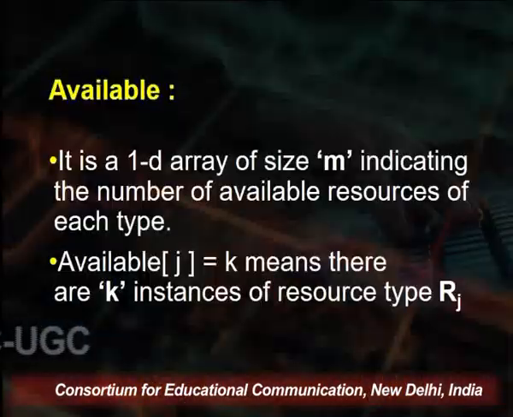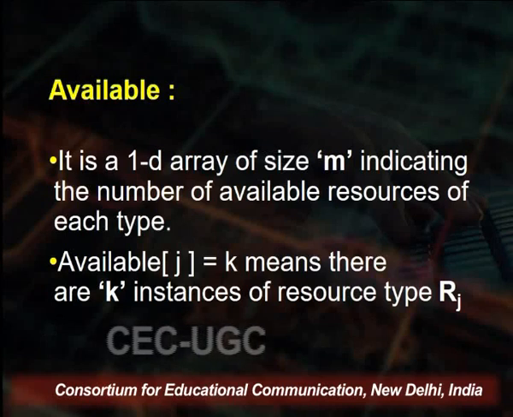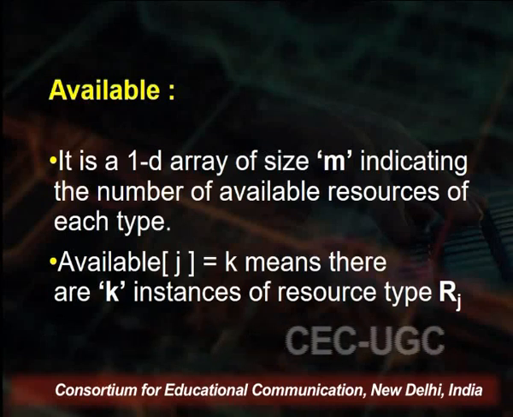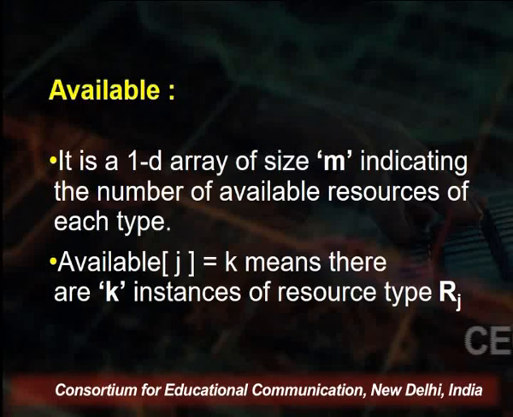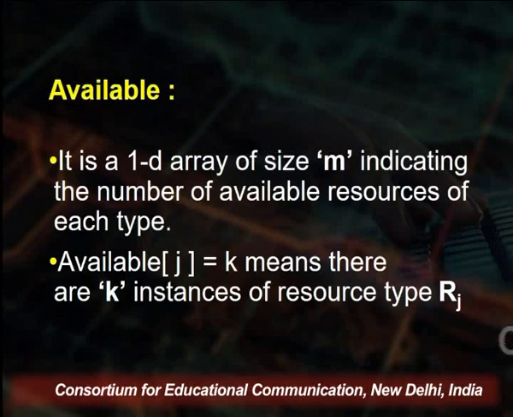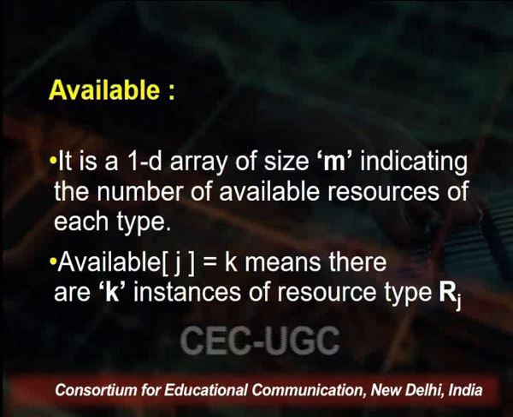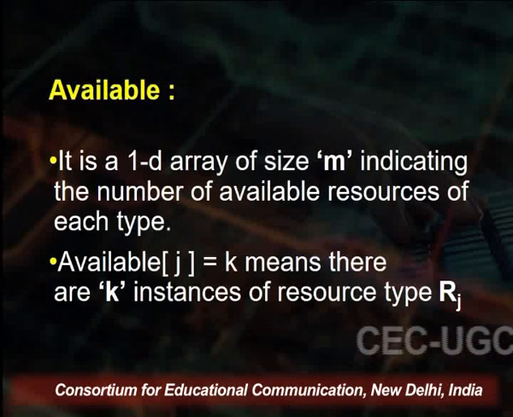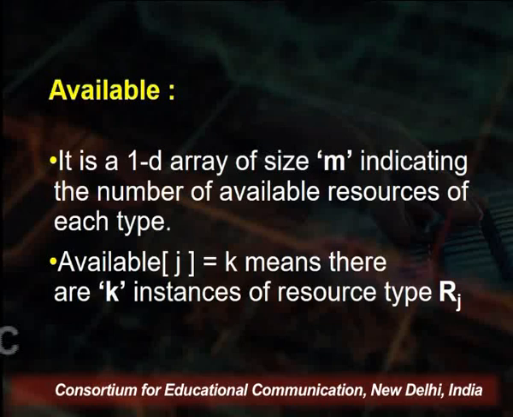One is the array Available. This is a 1D array of size m, indicating the number of available resources of each type. For example, Available[j] = k means there are k instances of the resource type Rj. For example, I am having 3 resources. One is, let us say, a printer, another one is a tape drive, and the third one is, let us say, another storage device. So here the value of m is 3.